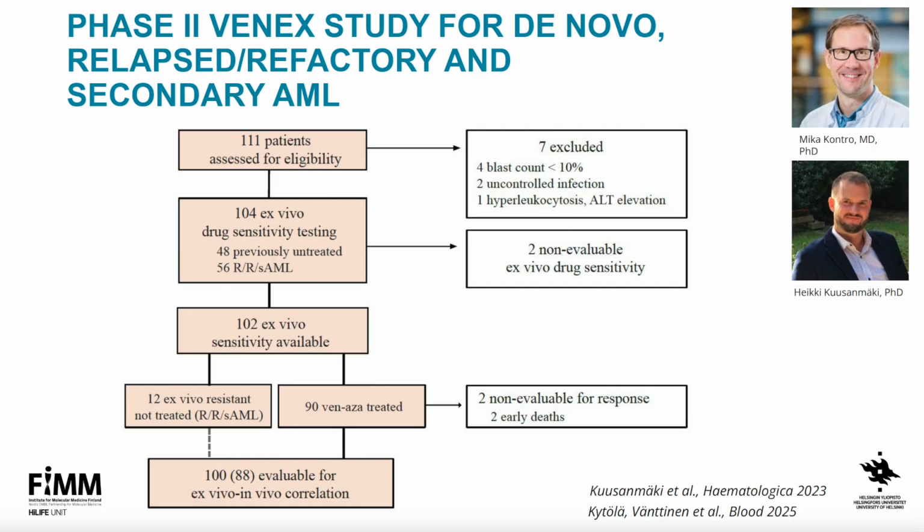And the idea with this was it was a two-arm prospective study that was recruiting AML patients at diagnosis, also relapse refractory patients, and therapy related AMLs as well. And these patients, their cells would be screened by our ex vivo assay, and then they would be given the treatment, but the clinician, who is Mika, would not actually look at the ex vivo results. But most patients were given the two drug combination, and then later there was an ex vivo in vivo correlation.